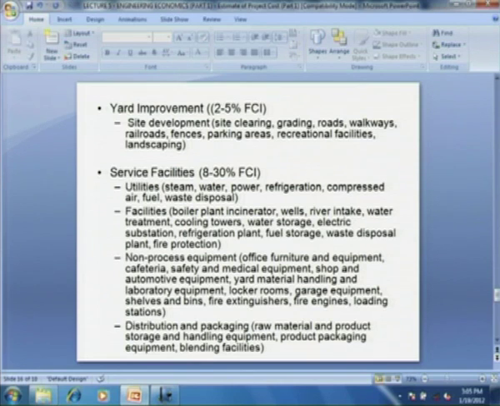Then non-process equipment such as office furniture and equipment, cafeteria, safety and medical equipment, shop and automotive equipment, yard material handling and laboratory equipment, locker rooms, garage equipment, shelves and bins, then fire extinguishers, fire engines, loading and unloading stations. Then comes the cost of distribution and packaging, basically raw material and product storage handling equipment, then product packaging equipment and then blending facilities if the products are in liquid form.